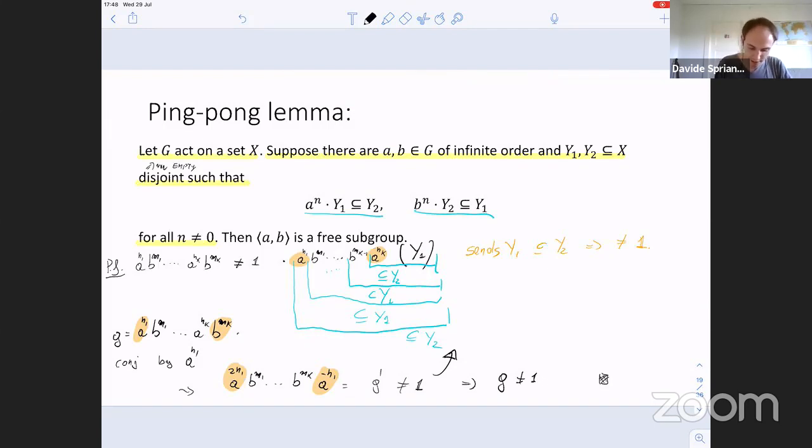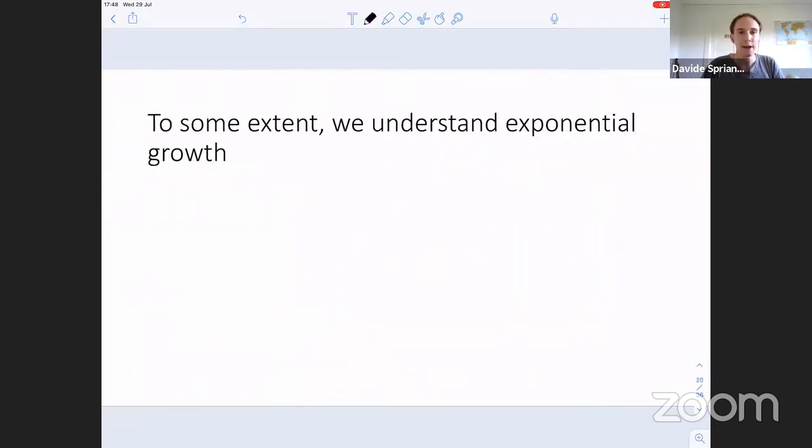So the Pingpong lemma allows us to find free semigroups. The Pingpong lemma is what we use to prove exponential growth. And this is to say that to some extent, of course, there are plenty of open questions, but to some extent, we do understand exponential growth. Showing that groups have exponential growth is more or less easy.